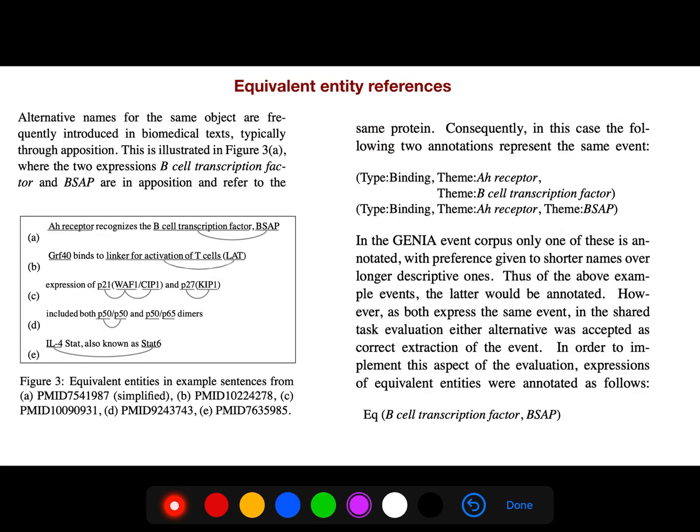Alternative names for the same object are frequently introduced in biomedical texts, typically through apposition. You see in this figure that 2 expressions, B cell transcription factor and BSAP, are in apposition and refer to the same protein. Consequently, in this case, the following 2 annotations represent the same event.